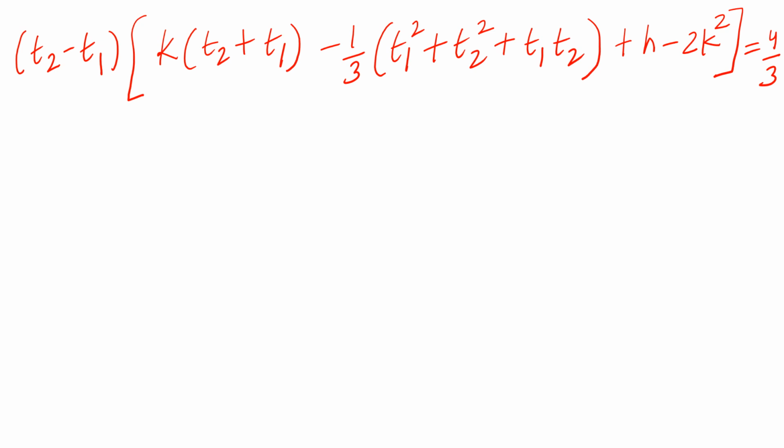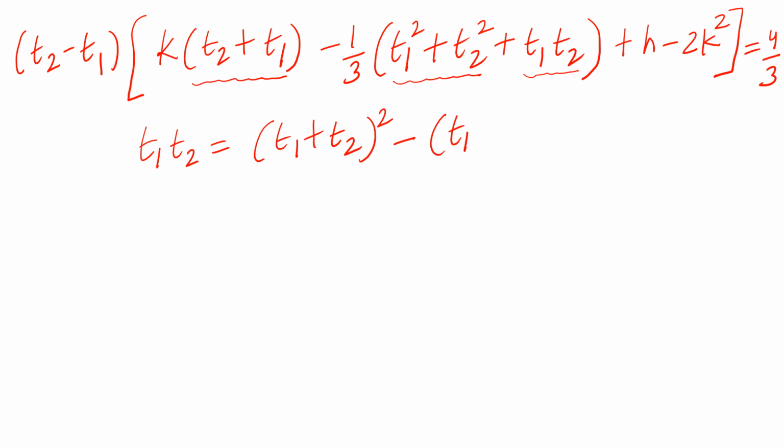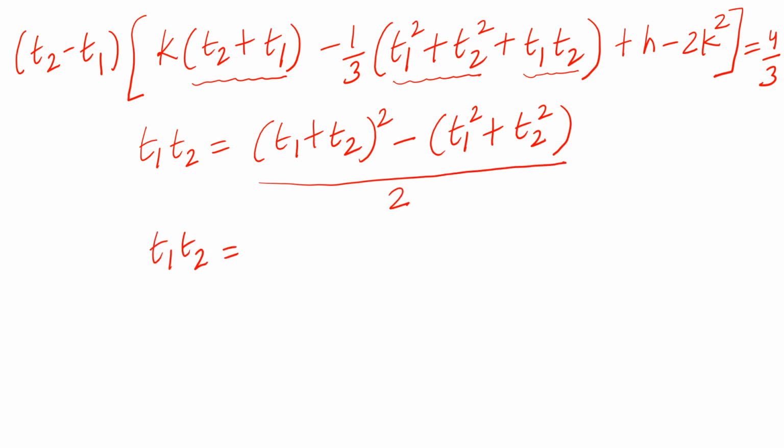Now students, we know that t1 plus t2 is equal to 2k. t1 square plus t2 square is equal to 2h. But we do not know the value of t1 t2 in terms of h and k. So now we will find the value of t1 t2 in terms of h and k. Now t1 t2 can be written as (t1 plus t2) whole square minus (t1 square plus t2 square), whole divided upon 2. So that means t1 t2 becomes equal to, now t1 plus t2 is 2k, so it becomes 4k square minus, t1 square plus t2 square is 2h. So the value of t1 t2 becomes equal to 2k square minus h.